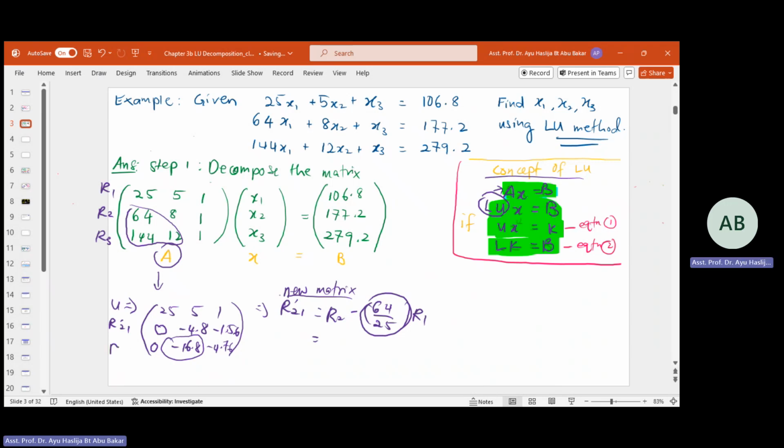The third row, the factor would be R31 minus 144 over 25. Okay, so this is the factor to zero the R prime 31. Okay, now I move to here, the final U matrix.